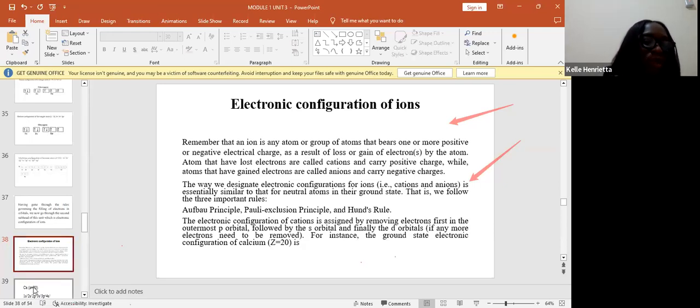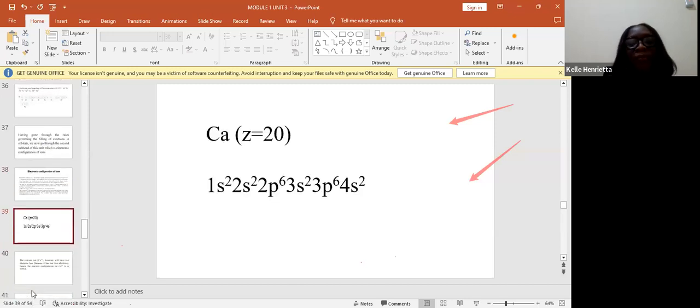We want to look at an example, like calcium. Calcium has atomic number Z of 20. It means it has 20 electrons. And when we write the electronic configuration, it is like this: 1s2, 2s2, 2p6, and just in this order, following the order I've shown you before. When you check it, it adds up to 20 electrons.